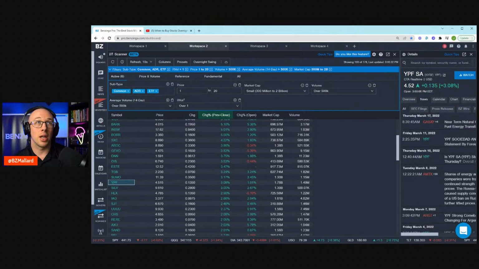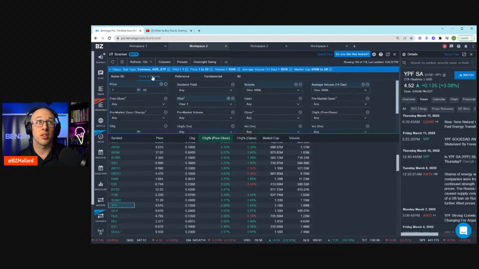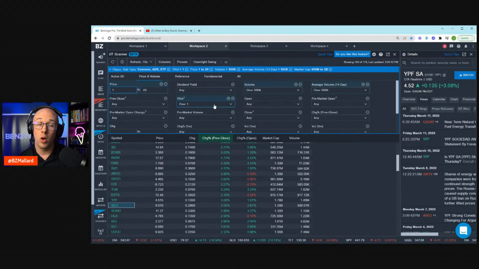Up here at the top, these are my active filters. Within Benzinga Pro, you would be able to find this under the price and volume filters, where I can select stocks from $1 to $20. Then relative volume is right there, saying relative volume over one, or you could change that to relative volume 1.2 if you want to see a 20% spike or higher in volume. I also have my volume over 500,000 and average volume over 500,000.